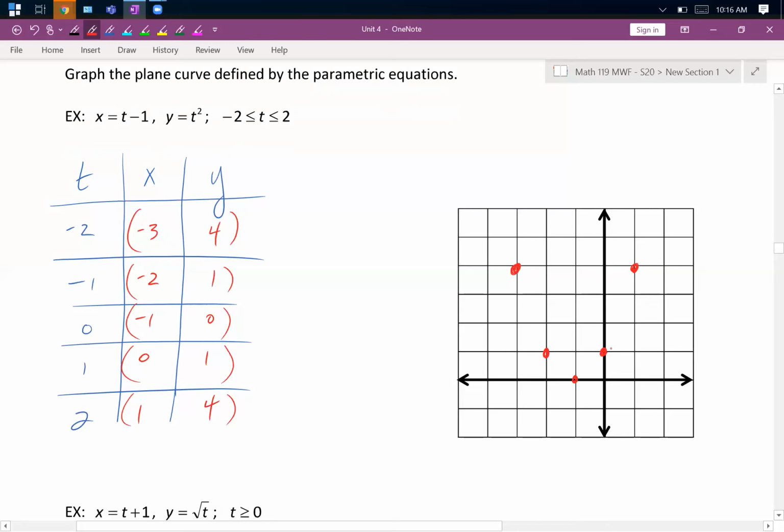Once we have them plotted, we want to connect them in increasing t. And then I'm going to make sure to go ahead and put my orientation arrows in there as well to indicate how t increases. And there we go, that's it. Notice that this parabolic shape abruptly starts and stops. Make sure you're not putting arrows on the end.